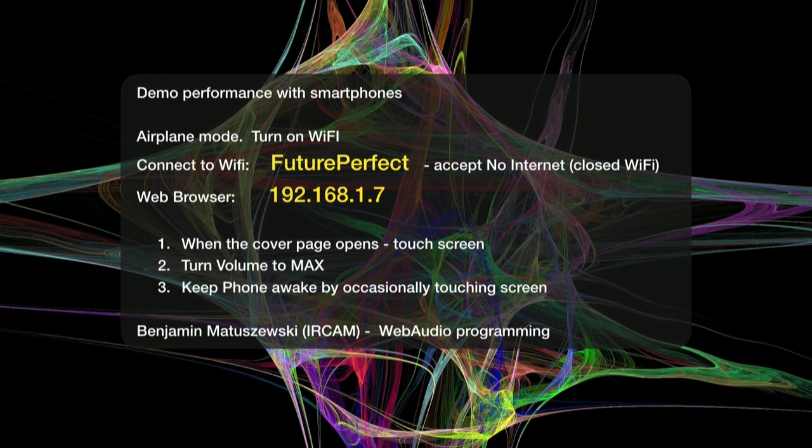We're going to do a little performance, about 23 minutes of the first part of the work. The performance will be for the high order ambisonic system that we have here and your cell phone. So what I'd like you to do is get your phone out. Preferably, first of all, put it in airplane mode so that you're not going to get texts and other things coming to your phone during the performance. And then go back in and turn on Wi-Fi and join this network that's sitting there, Future Perfect. It may tell you that there's no internet access on that network. That's fine, because it's a closed network for this performance.